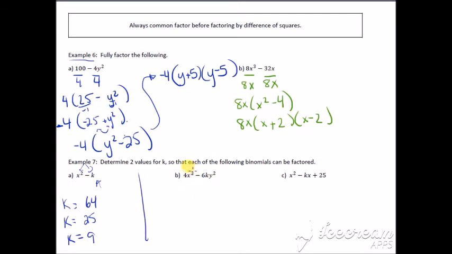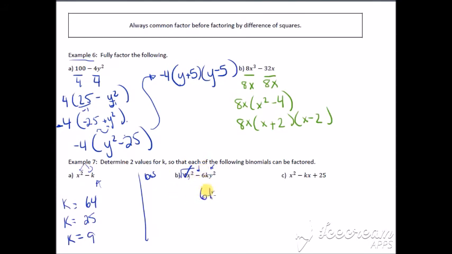Okay, what about this one? So we can root 4x squared. Now there's a negative sign between them and there's two terms. So this is definitely going to be difference of squares as well. So this one's already taken care of.